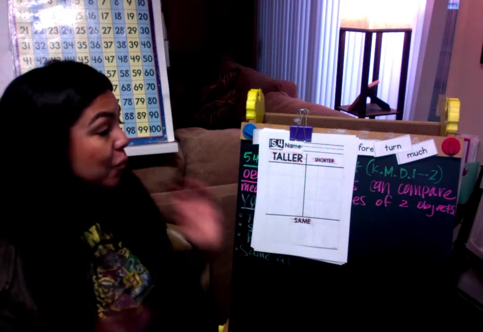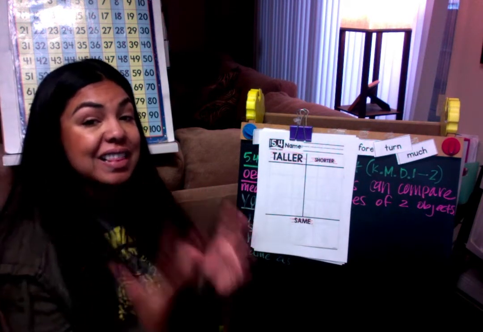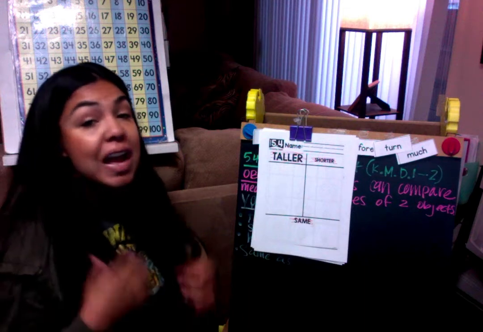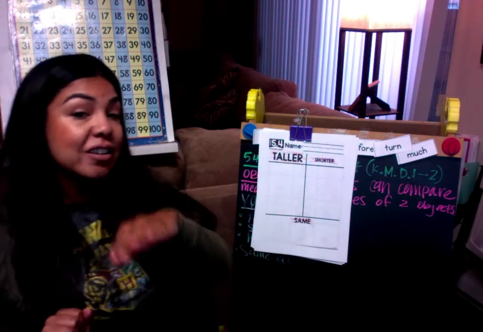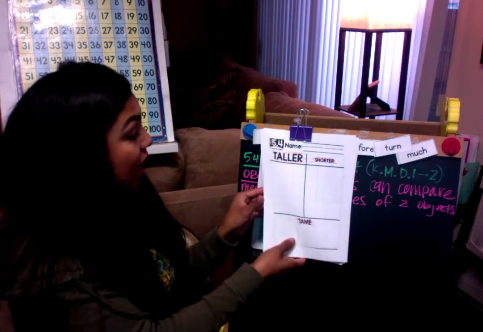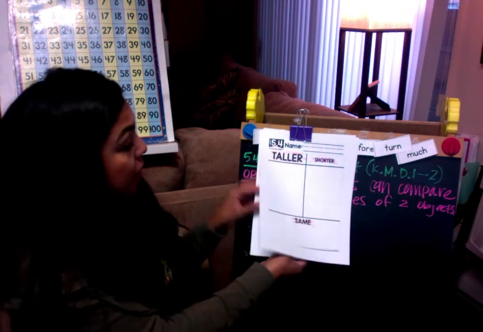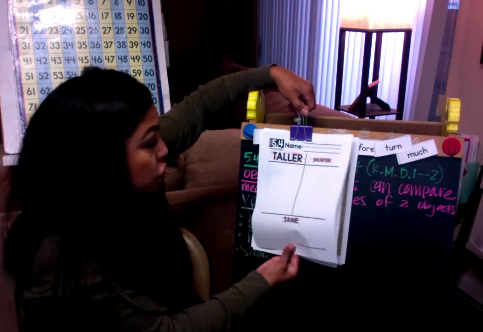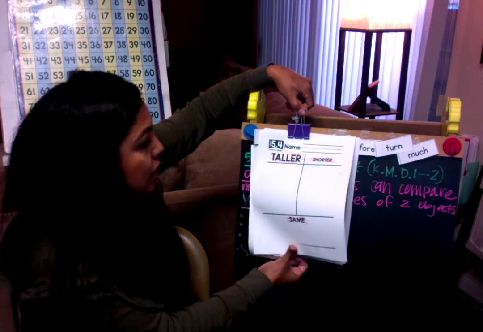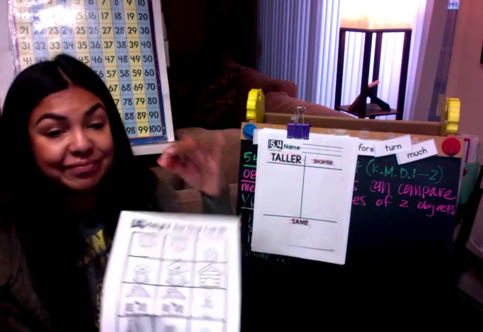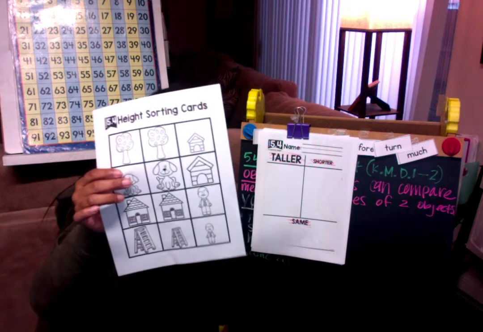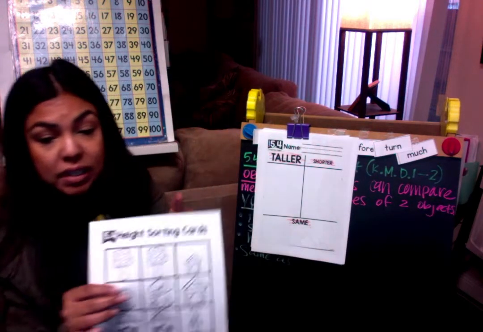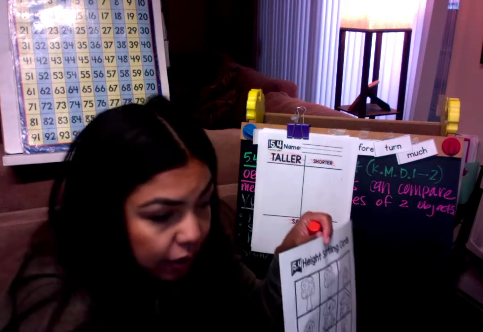Good. So what I want you guys to think about is using that math vocabulary. Remember, we are not using bigger, we're not using smaller, we're using taller and shorter. Okay? So I want you guys to grab your worksheet that has pictures on it. So it looks something like this. You will need scissors and glue. So let Misty grab her scissors and her glue.